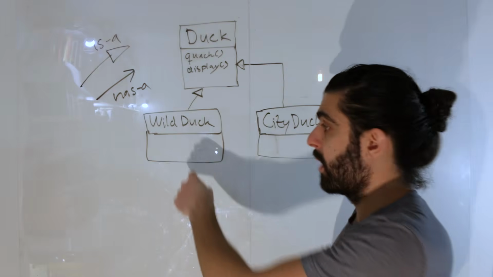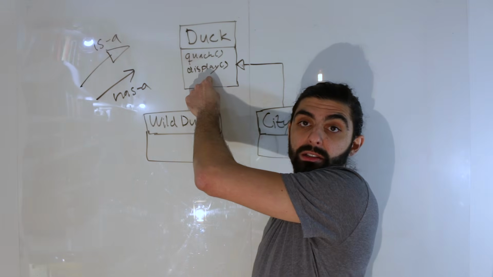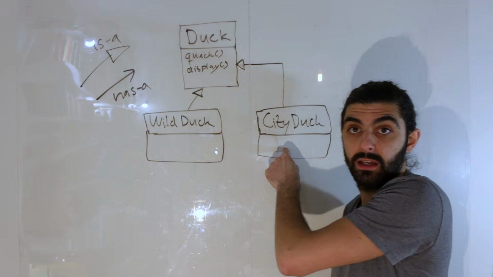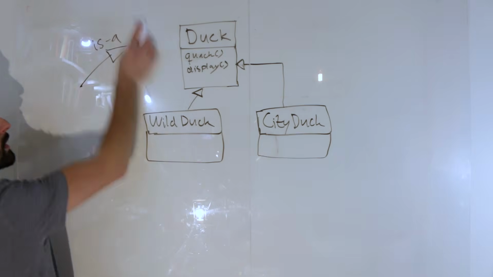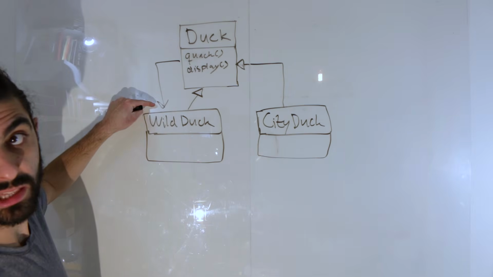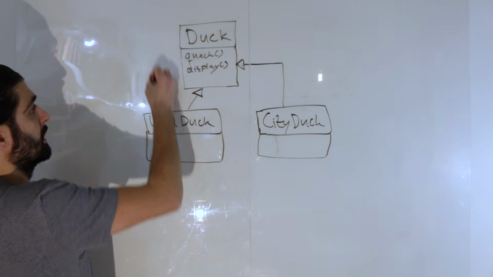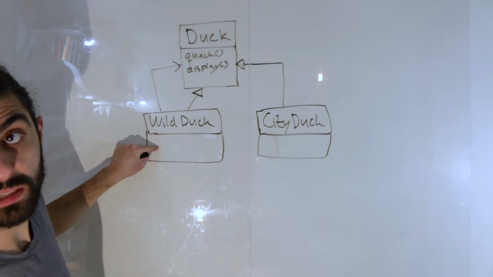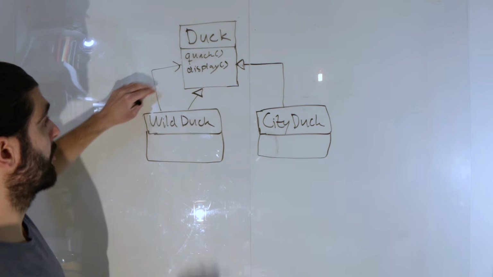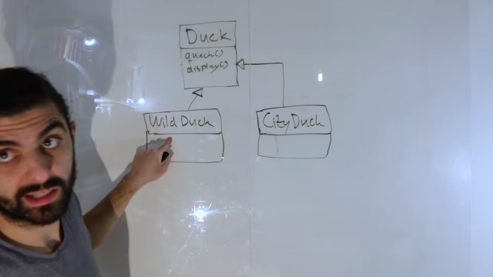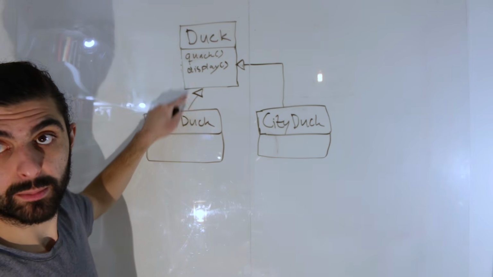So in other words, a wild duck is a duck. A city duck is a duck. So this would mean that a duck has a wild duck, right? This would mean that a wild duck has a duck, but now we're saying a wild duck is a duck because of this.